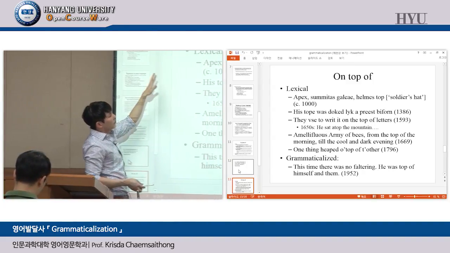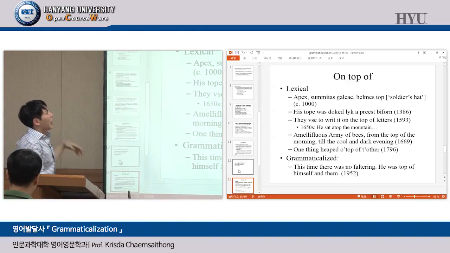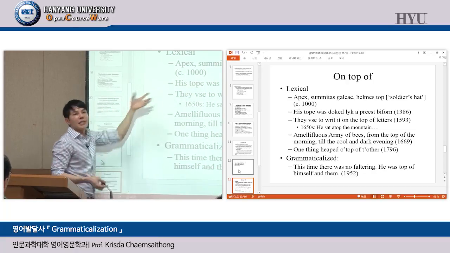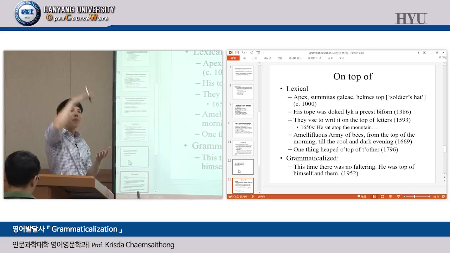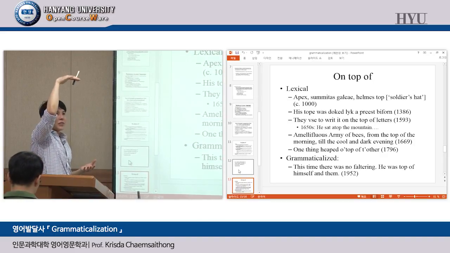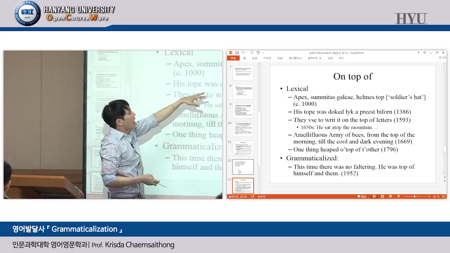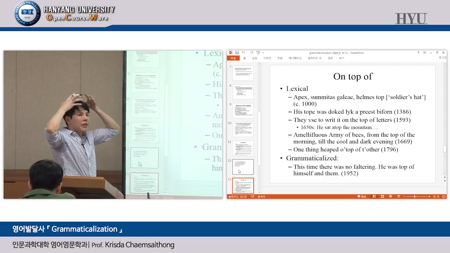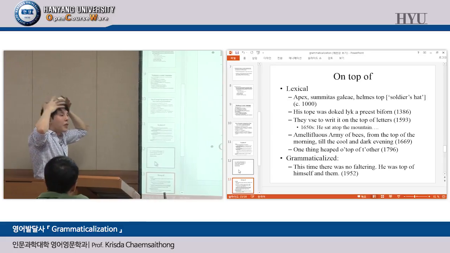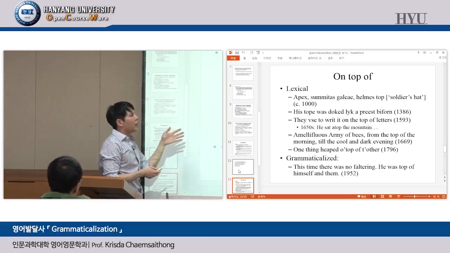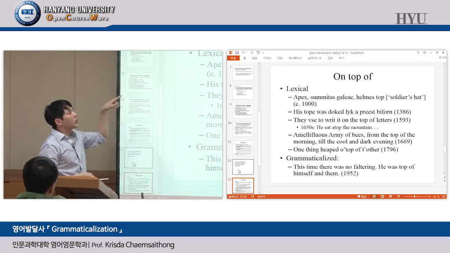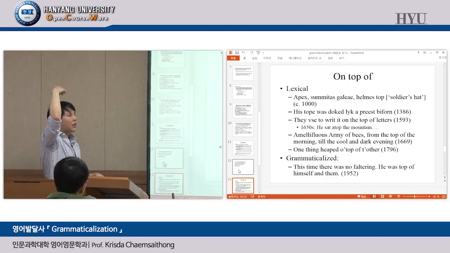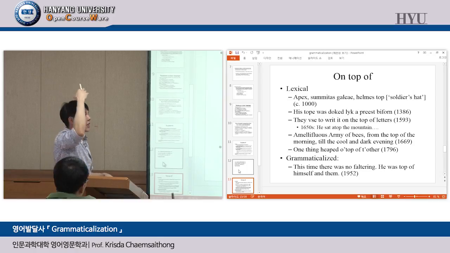So on top of, this is like the details. Lexical item, apex, summitas. Summitas is summit, from Latin summit, right? Summit is the highest, right? Helm's top. Top here is like helm, you know, helm is like helmet, right? So the helmet top, this is soldier's hat, right? So this is the real lexical item, meaning the highest point of something, the highest location.